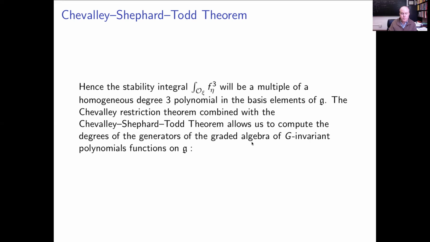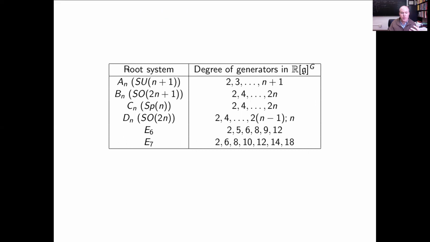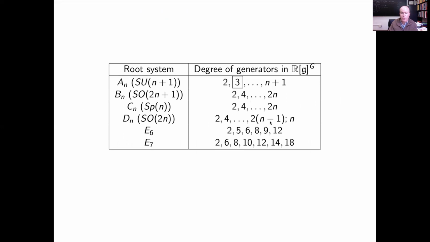G is the group. So we now know that the obstruction, or what we want to compute, is going to be a multiple of this generator. Okay, so then the question is, where do we get generators? If you look at the Chevalley-Shephard-Todd theorem, here are the root systems of the simple Lie algebras, and here are the degrees of all the generators. And we must have a cubic. So there's only a 3 in one place here.